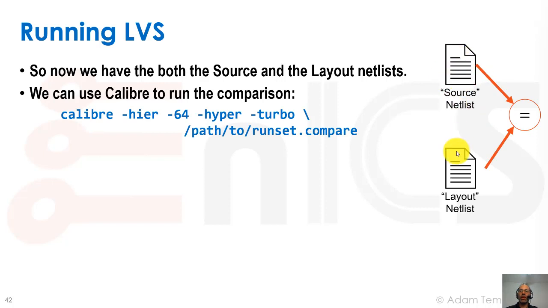And remember, what we're doing is we're taking the source netlist and layout netlist. These are both SPICE netlists, and we're going to now compare the two of them. This, again, can be done with Calibre, with all kinds of options to make it go fast, and then we just give a path to the run set.